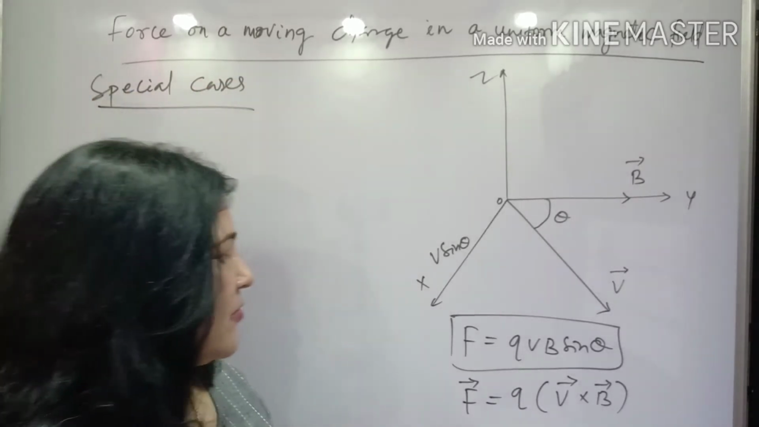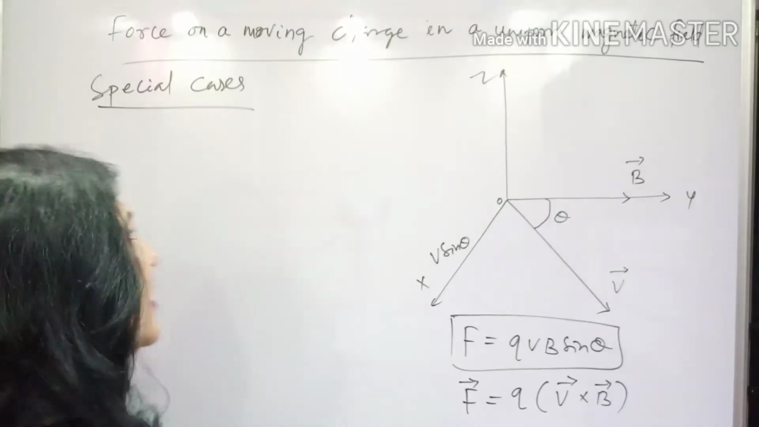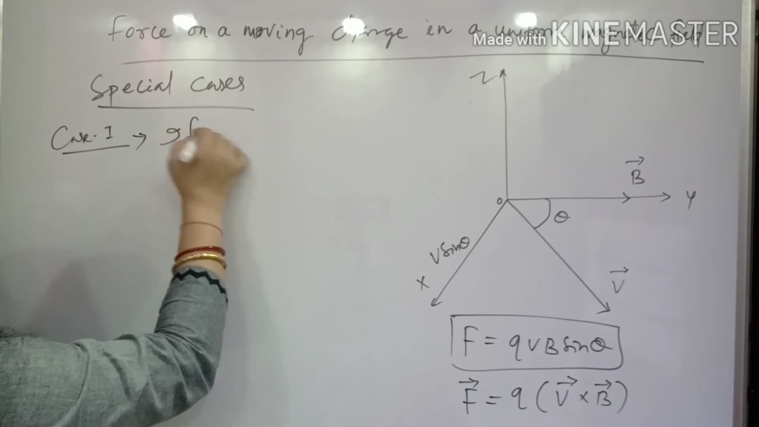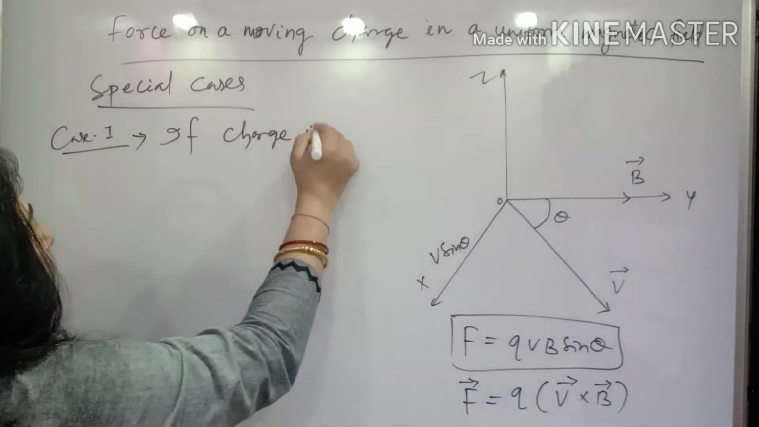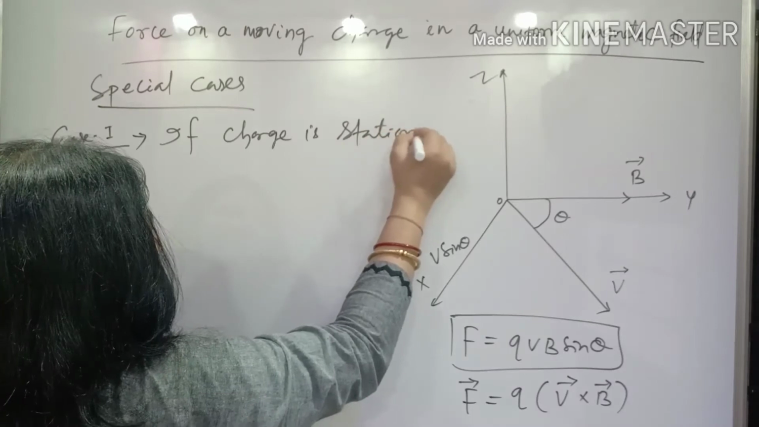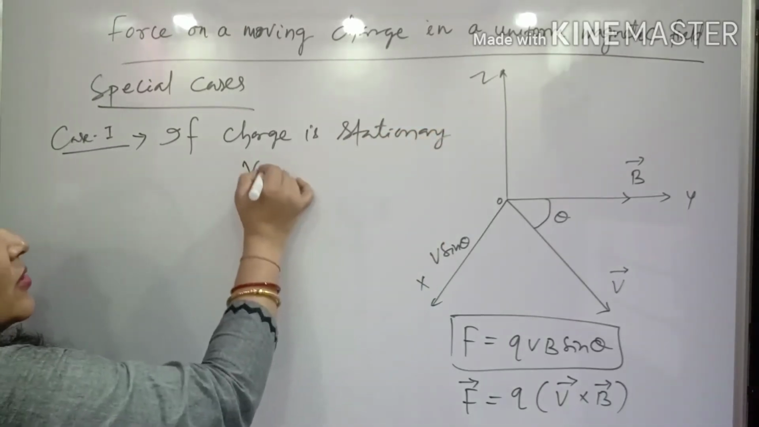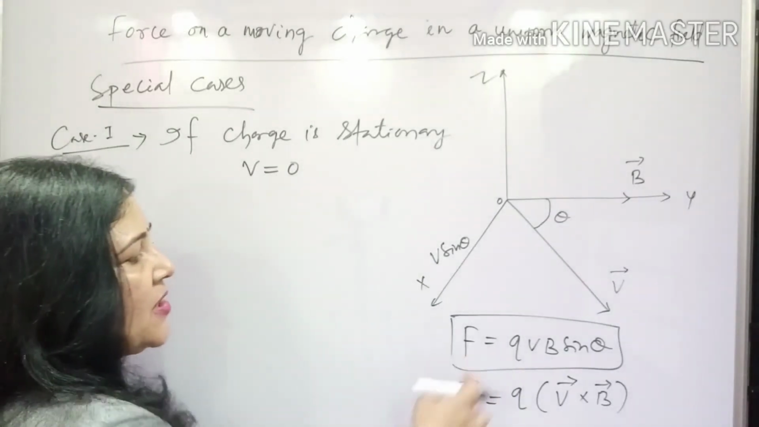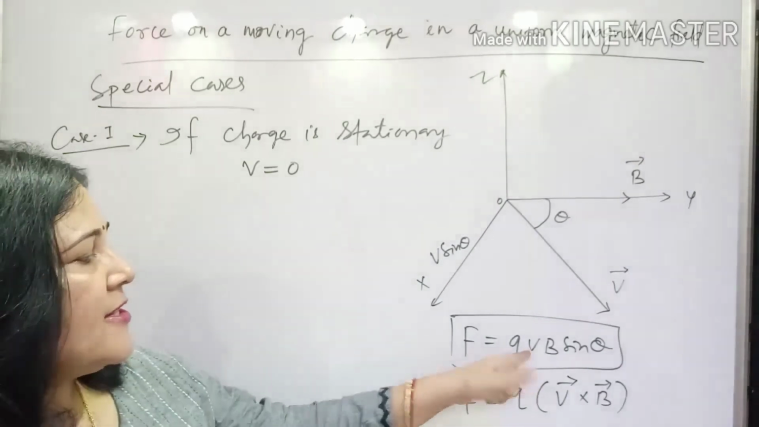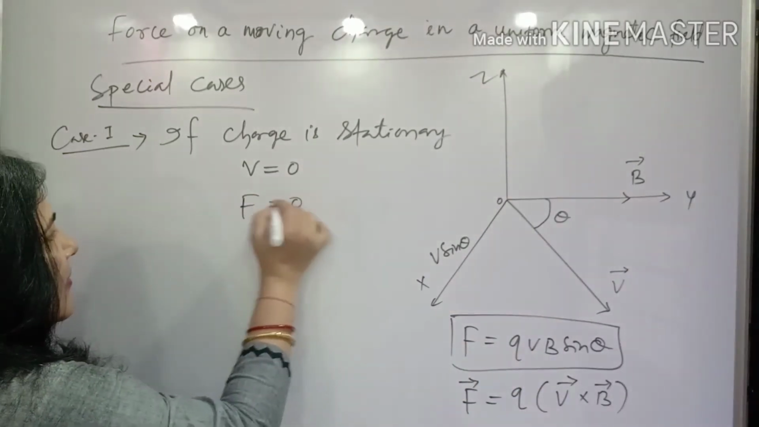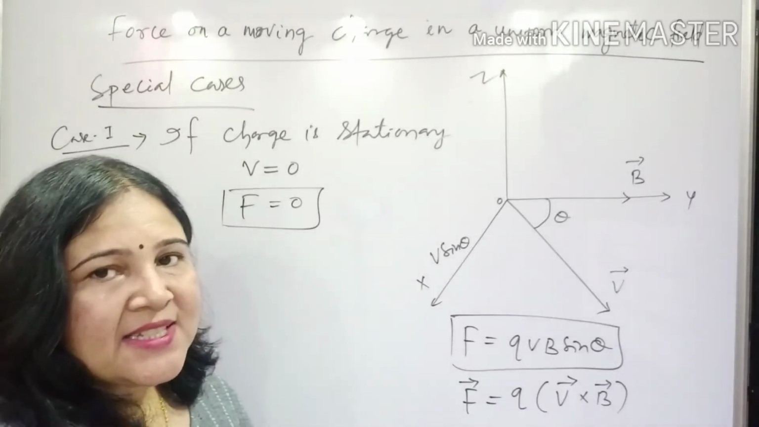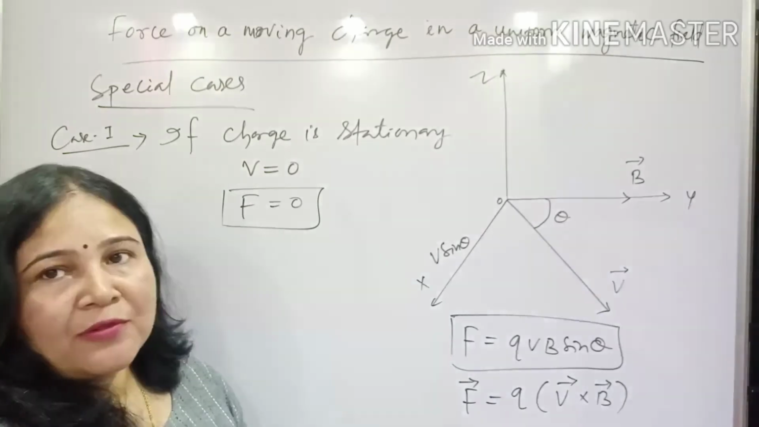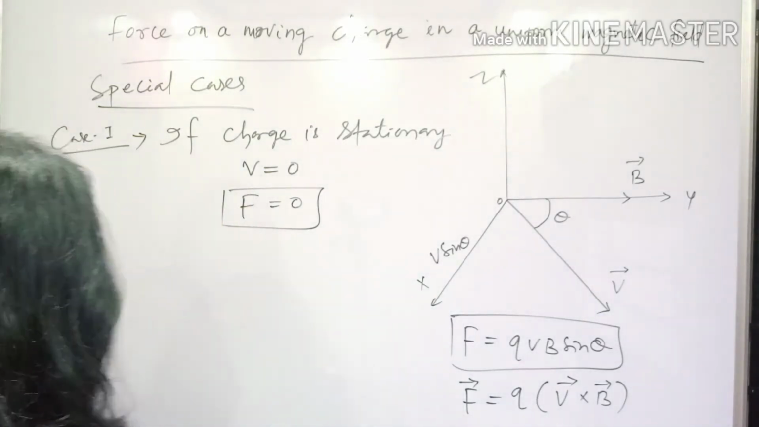So this was the expression we got, F equals QVB sine theta. Now under case 1, that is if the charge is stationary. Charge is stationary, that means what is the velocity of the charge? V will be equal to 0. Now if V is 0, in that expression F equals QVB sine theta, what is the force? In that case F will be equal to 0. So that means if a charge is stationary or at rest in a uniform magnetic field, it's not going to experience any force from the field. So this is important, you remember.